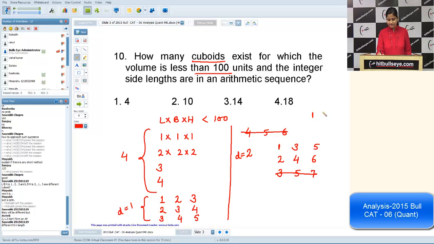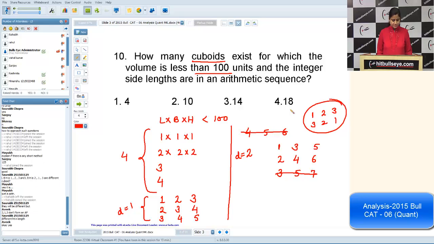Avik, his question is 1, 2, 3, 3, 2, 1. They both are different cuboids. That's why. Yes, Saurabh, actually. But in this case, by manipulating options only, to curb this confusion, I'll say how many different non-congruent cuboids exist for which the volume is less than 100 units. Is it okay now, Saurabh? Clear? Should I move further?